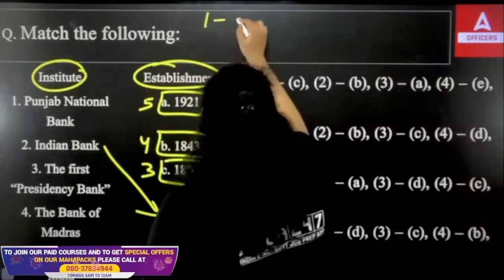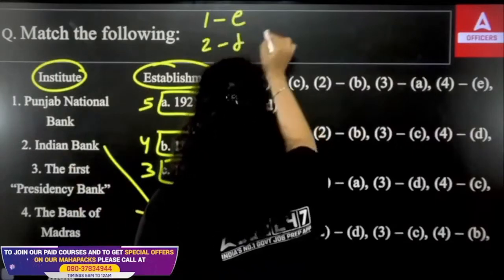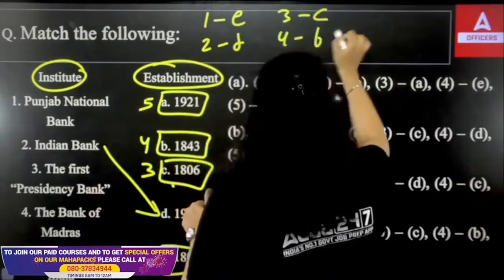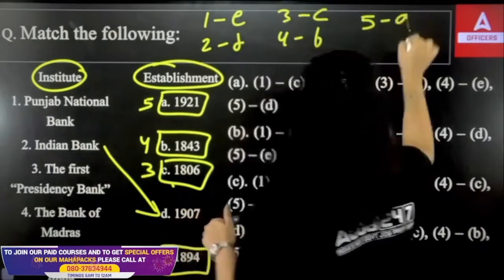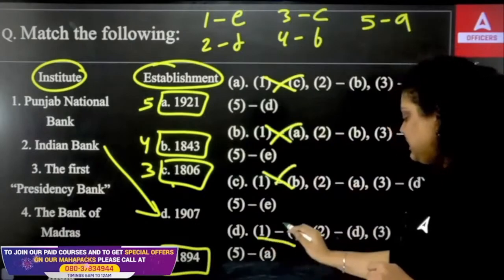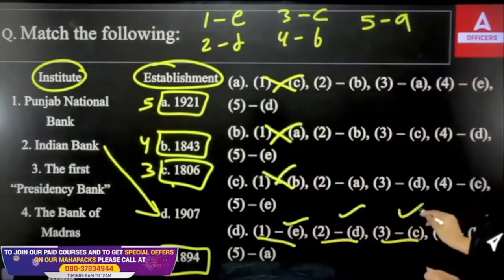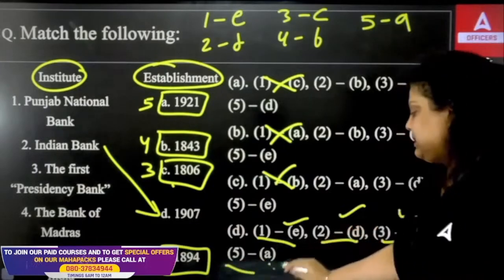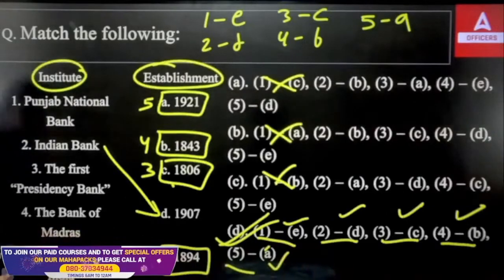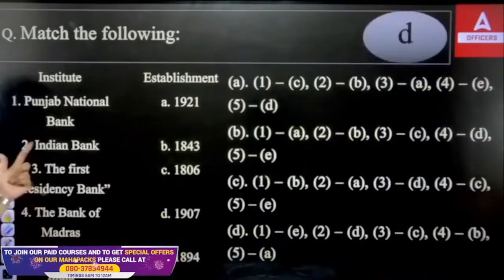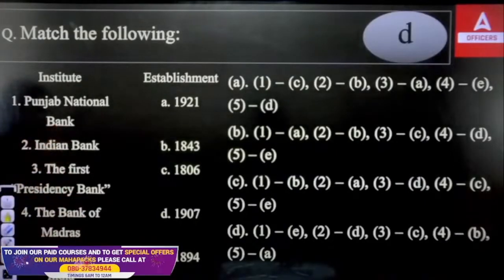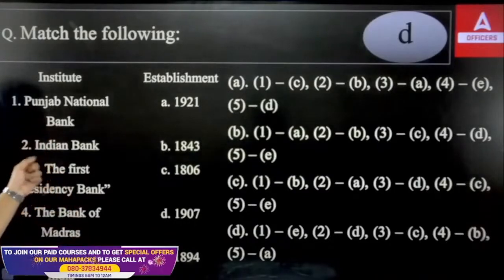So the first is E, the second is D, the third is C, the fourth is B, and the fifth one is A. First is E, this is true. Second is D, this is true. Third is C, this is true. Fourth is B, this is true. And fifth is A, this is also true. It means the right answer will be D option. So do make sure in match the following, find out the option which you actually know, and the remaining will automatically fit in the answer. So the right answer is D option.